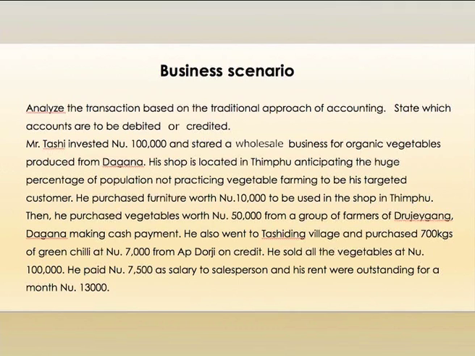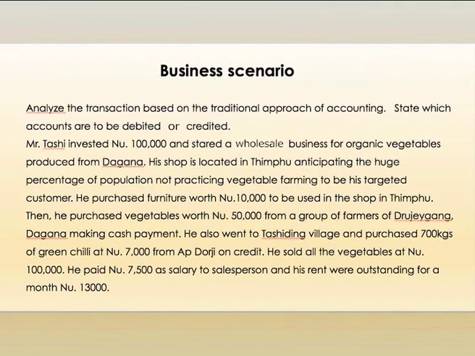He also went to Tashiding village and purchased 700 kgs of green chilies worth 7,000 from Abdoji on credit. He sold all the vegetables at 100,000. He paid 7,500 as salary to his salesperson, and his rent of 13,000 was outstanding for a month.